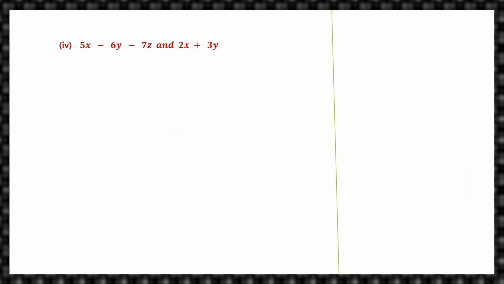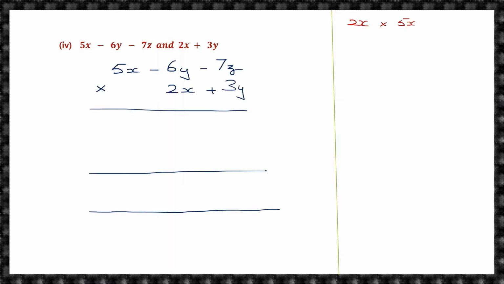So the next question is 5x minus 6y minus 7z, and we multiply it by 2x plus 3y. So let's start this multiplication. First we multiply 2x with 5x. So that will be 2 into 5 and x into x. So 2 5s are 10 into x to the power of 1 plus 1, which is 10x to the power of 2, or it is 10x squared. So we are done with 5x.